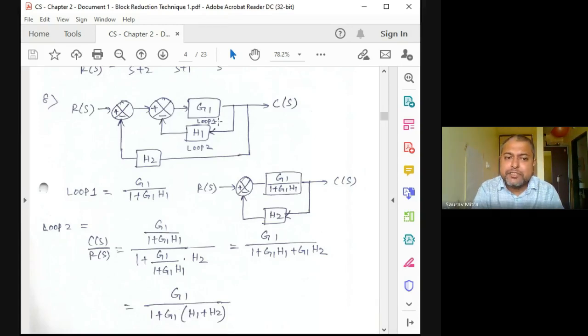But for this loop, just multiply G into H, that is G1 H1, which is called the open loop transfer function. Very important thing, just multiply the gain of G1 and H1. Don't take the sign or anything, just multiply G1 and H1. So G1 H1 is called the open loop transfer function. What is the significance of that?